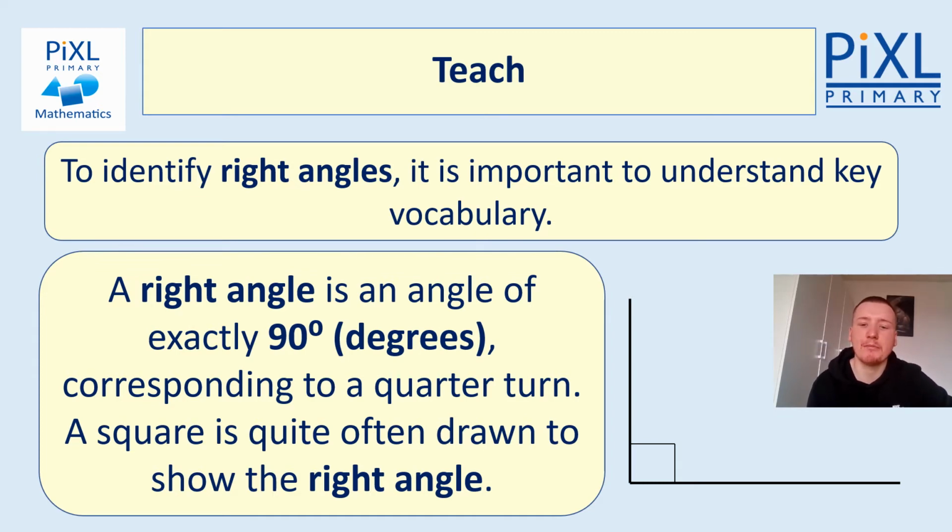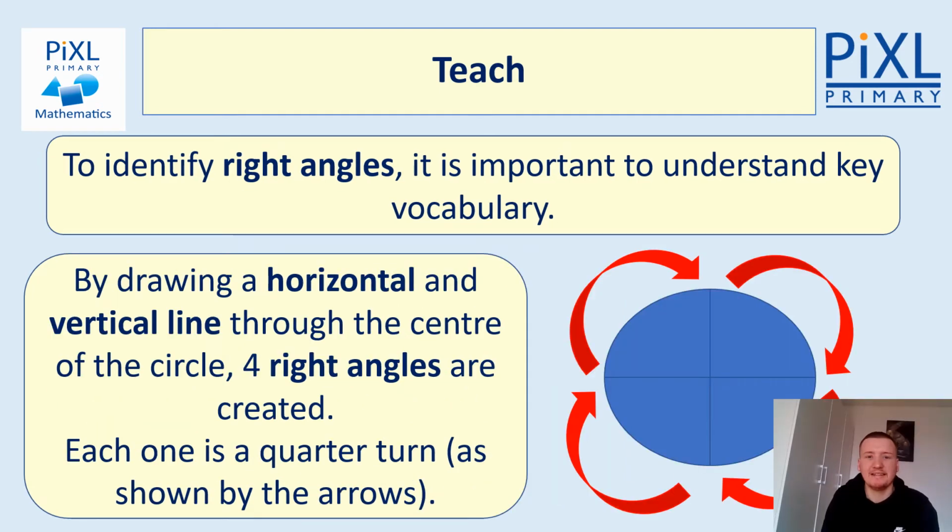So as you can see on my angle of the two lines on the right hand side of the board, you will see I've drawn a square. That is because a square shows it's a perfect right angle. To test this out now, what we're going to do is we're going to all stand up.